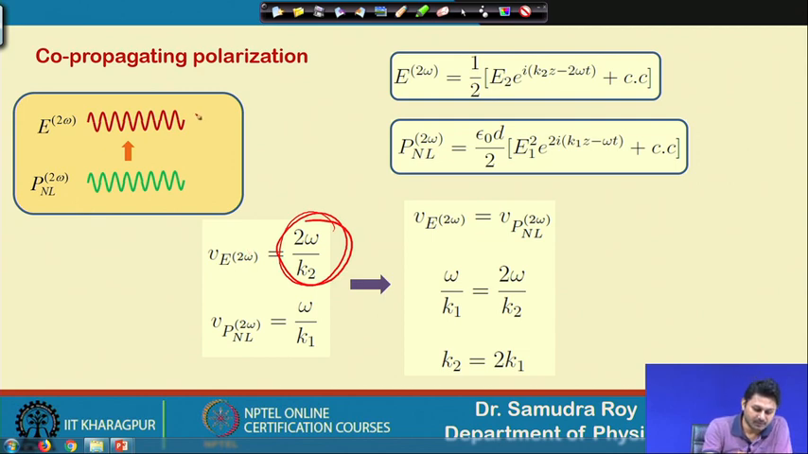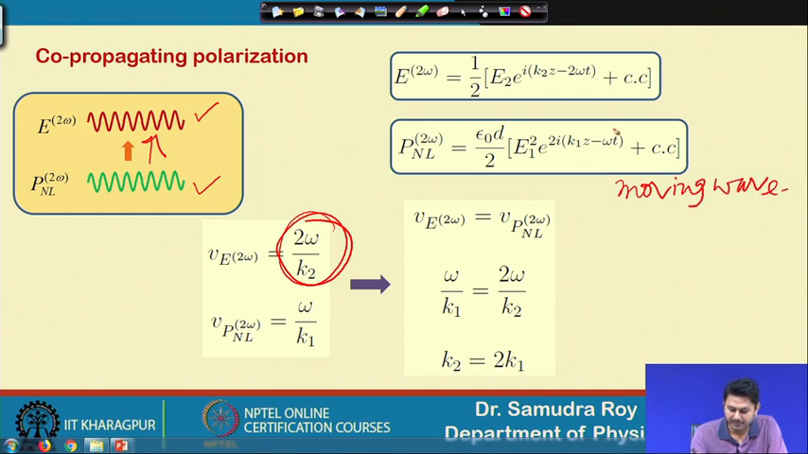So, E 2 omega is also moving inside the medium, and P nonlinear 2 omega, which is the source term, basically generates this at the same frequency. So, the point is P nonlinear is also a moving wave, because we have this plane wave structure. So, the question is what is the velocity of this and what is the velocity of this. We have already calculated that.